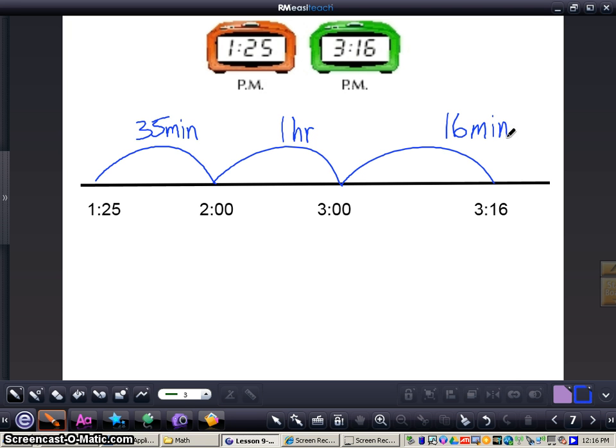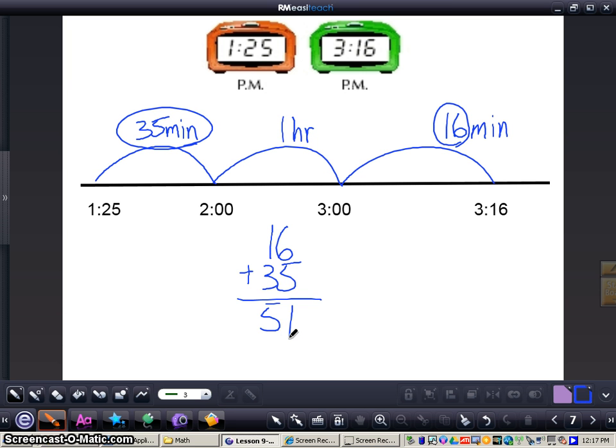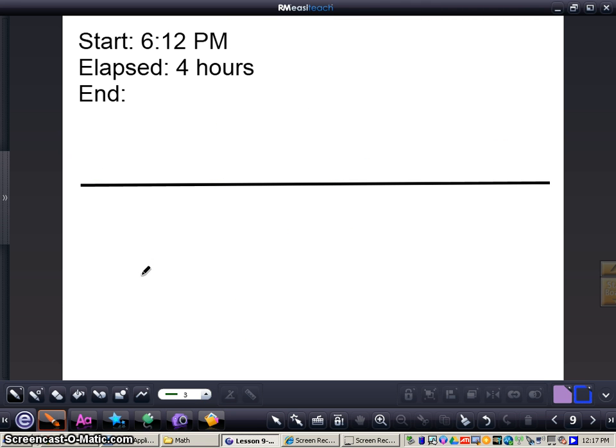Now that I've figured out all my intervals, I'm going to begin by adding my minutes together, 16 minutes and 35 minutes. 16 and 35 gives me 51 minutes. Now, because that is less than 60 minutes, I don't have to convert it to hours and minutes. So I'll just take my minutes, which is 51, add it to my hour. That gives me a total of 1 hour, 51 minutes. And that's the elapsed time from 1:25 p.m. to 3:16 p.m.